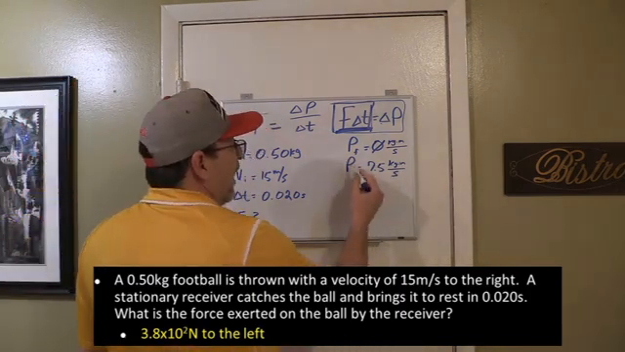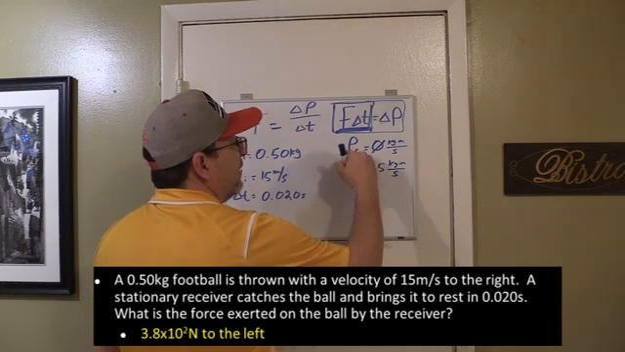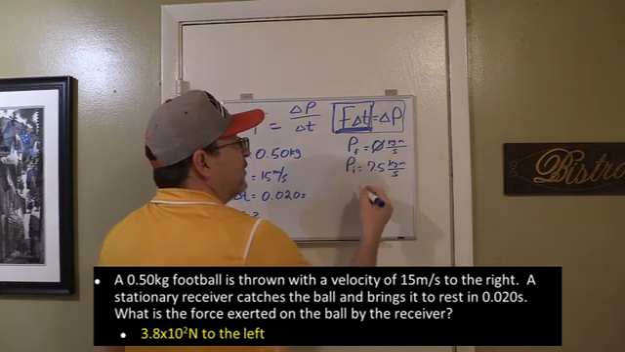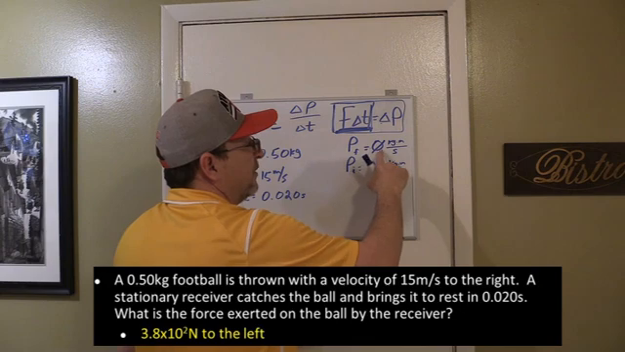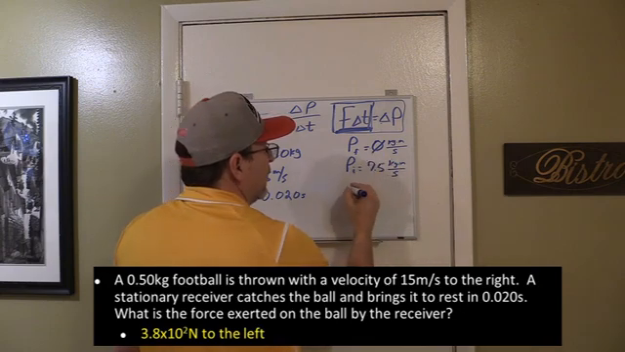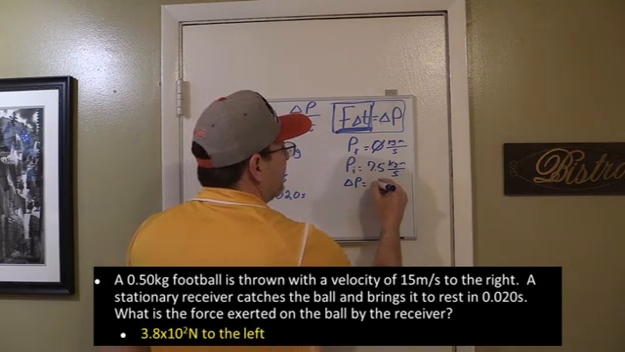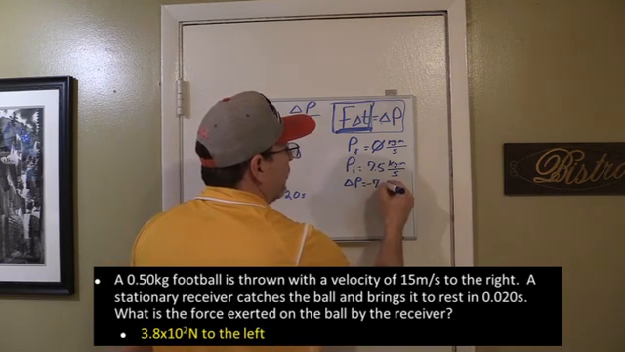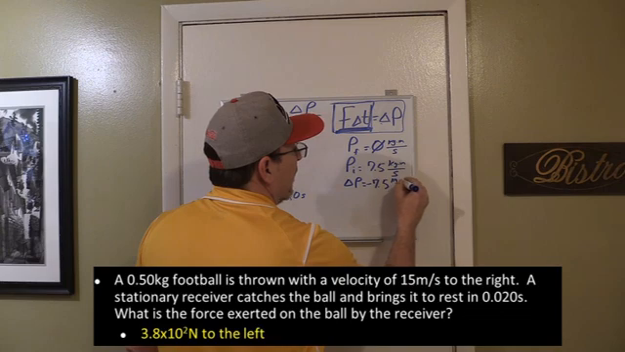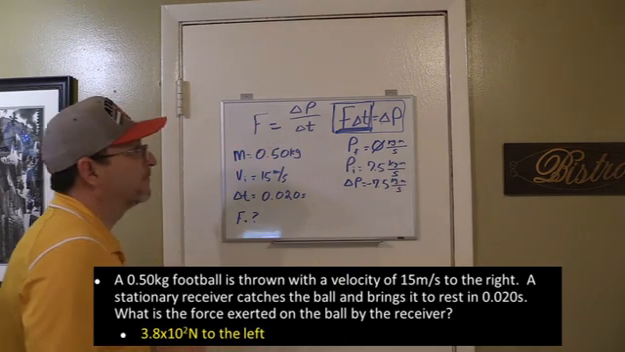So here I have my initial momentum and my final momentum. My change in momentum is going to be final minus initial, so my change in momentum is going to equal negative 7.5 kilogram meters per second.